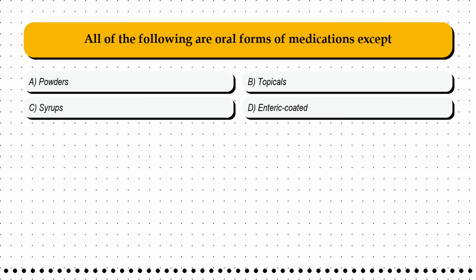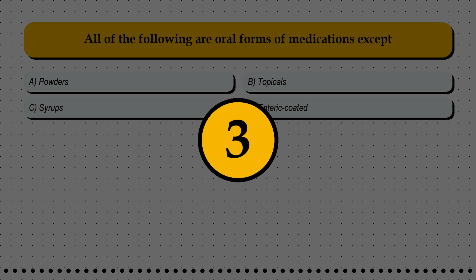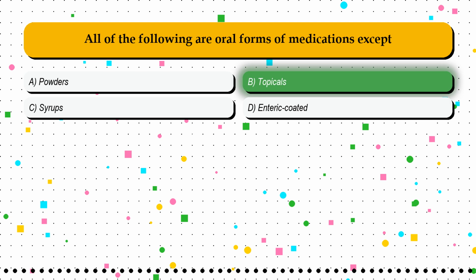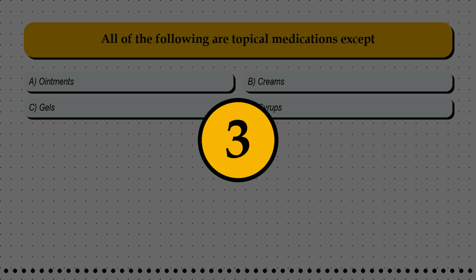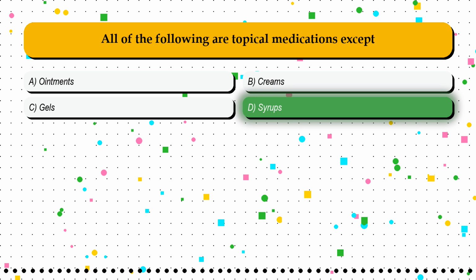Question 360. All of the following are oral forms of medications except: Option A, powders. Option B, topicals. Option C, syrups. Option D, enteric-coated. The correct answer is option B, topicals. Question 361. All of the following are topical medications except: Option A, ointments. Option B, creams. Option C, gels. Option D, syrups. The correct answer is option D, syrups.